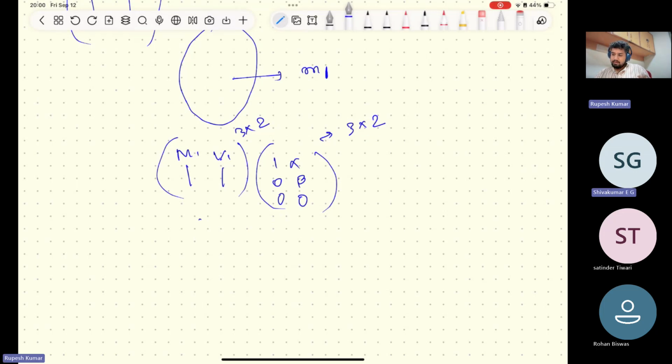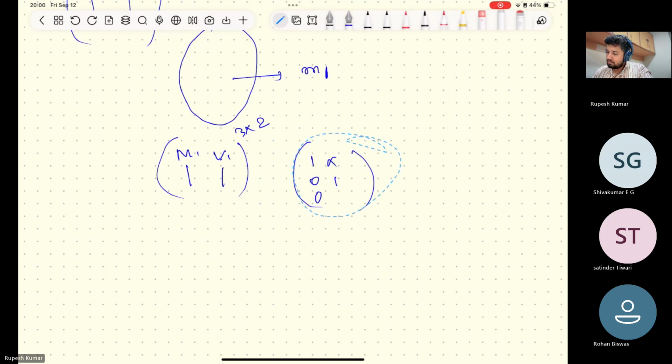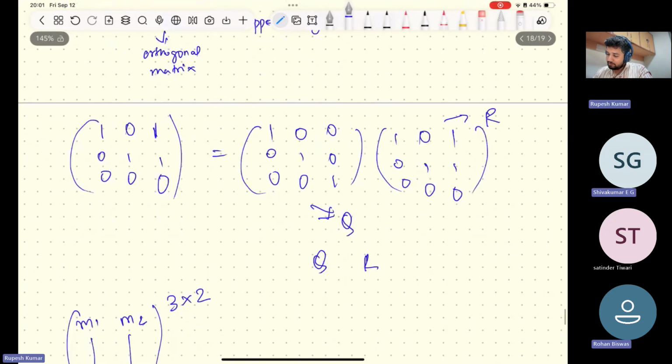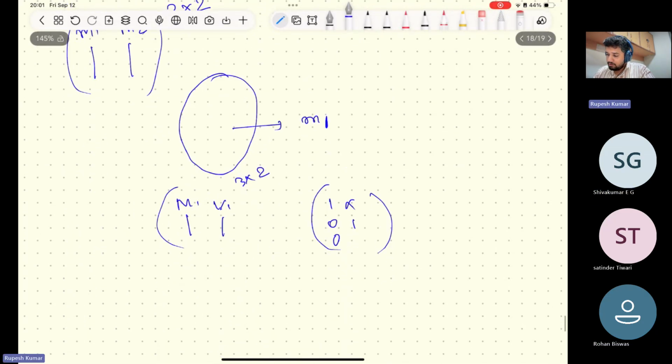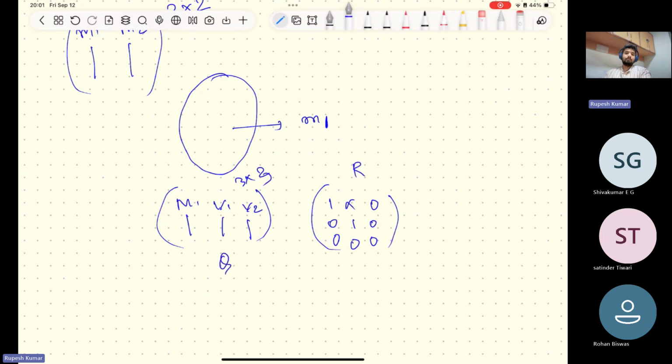Now you also know that the third vector was a 0 vector, the third column, right? You can always insert a 0 vector here as a third column. Maybe not 0. You can take an orthogonal vector, which is orthogonal to both M1 and V1, which is not present here. That also works. Yeah. So you can take something orthogonal, which is V2, let's say, and then you can put 0 here, and then it becomes a full QR decomposition. Right.